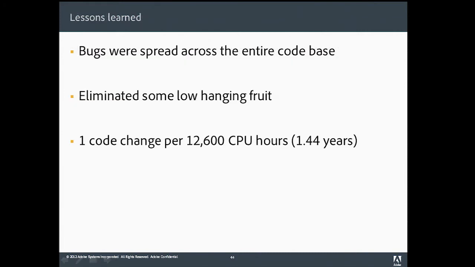The lessons we learned was the corpus distillation worked. We got bugs spread across the entire code base. We eliminated some low-hanging fruit that could be found by simple bit flip fuzzing. But if you actually did the math, we did about 1 code change per 1.44 years of CPU time, right? So if you happen to have 2,000 servers lying around, so you can do this at scale, that's probably not a big issue, right? Like if you saw Ben Nagy's talk yesterday, he said how much he really liked to do things in scale.